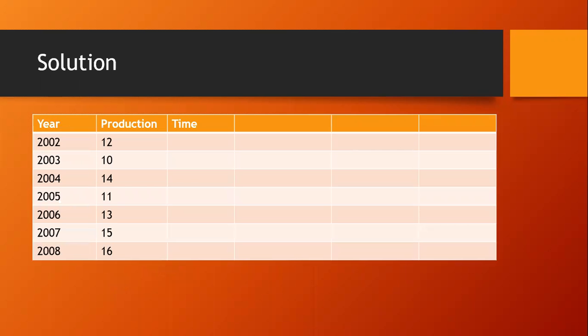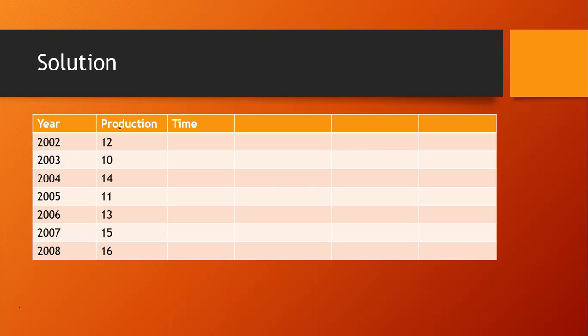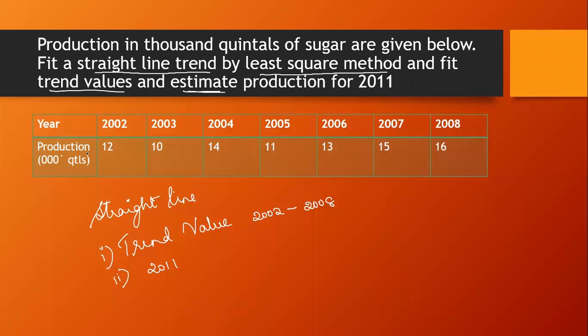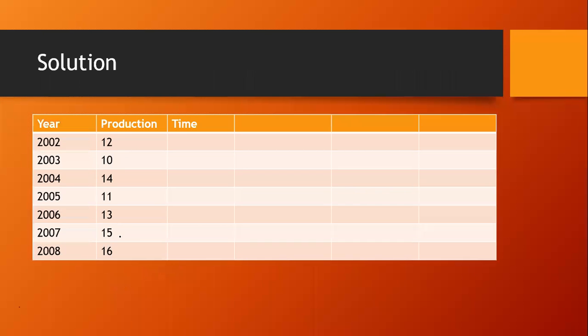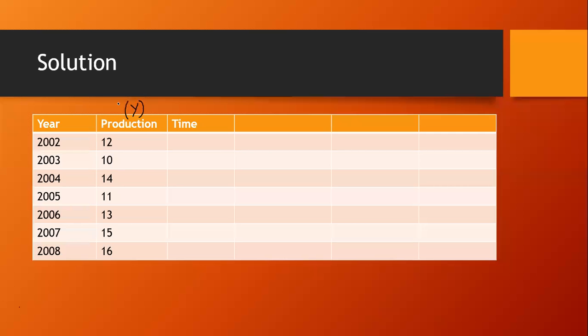First one, year. I've written 2002, 3, 4, 5, 6, 7, 8. Next, production is there. Production I have written, same thing, you have to write it over here. Now, give the production the name Y. Give whatever names to the variables they give. In our question, all these are the variables. Now give the name for that variable as Y.